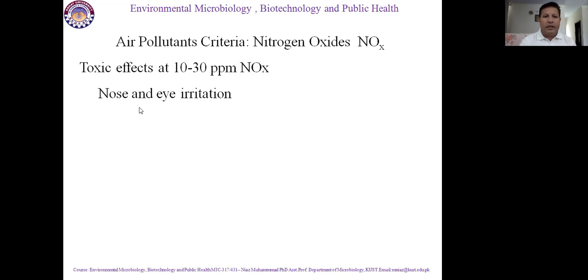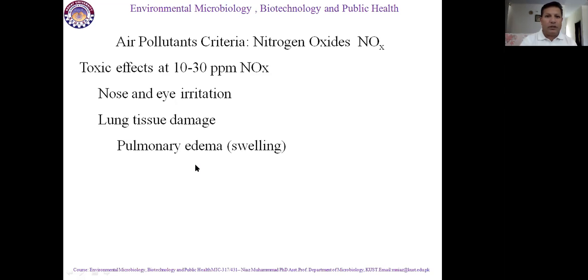So what will happen initially? If the concentration of nitrogen oxide is 10 to 30 ppm, nose and eye irritation will take place in the people who are living at a high concentration of nitrogen gases. Gradually, lung tissues will be damaged. What will be the other toxic effects? Pulmonary edema, swelling in the pulmonary system, will take place. Bronchitis will take place, with swelling in the bronchi due to the high concentration of nitrogen in the air, when the concentration is between 10 and 30 ppm.